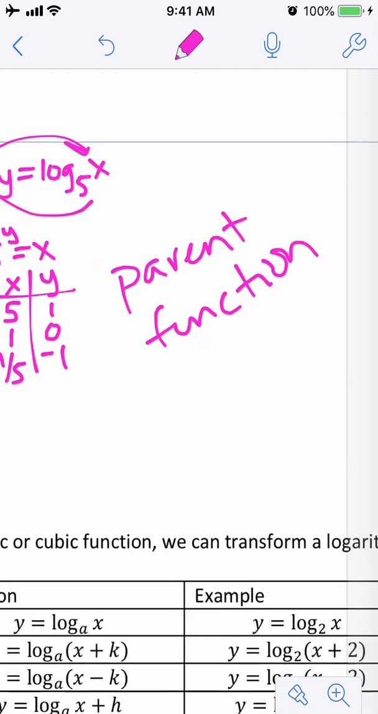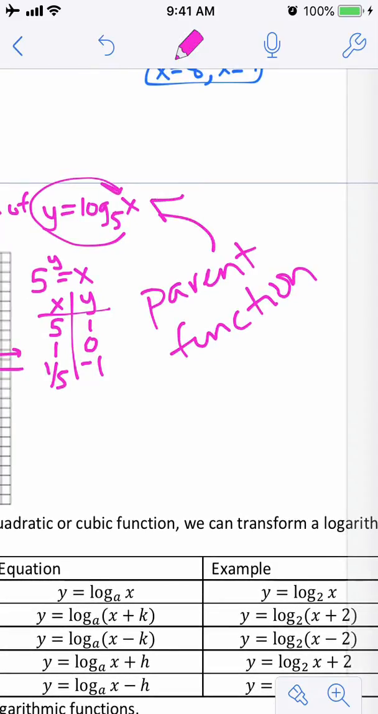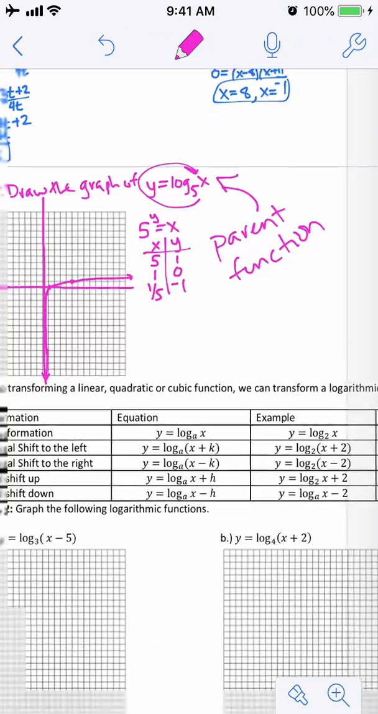So a parent function is usually one that doesn't have any crazy things going on with x, okay? We don't see x plus 5, we don't see x minus 2, we don't see a coefficient in front, you don't see anything like that. So log base 3 of x, log base 4 of x, log base 5 of x, even log base 1/2 of x, log base 1/6 of x, the base doesn't really matter. It's where the parent function just doesn't have anything on the outside. It doesn't have a coefficient and doesn't have anything happening to x. So these are our parent functions.